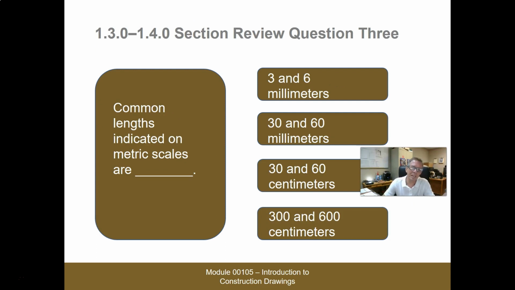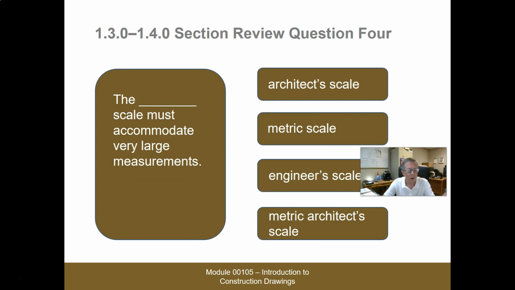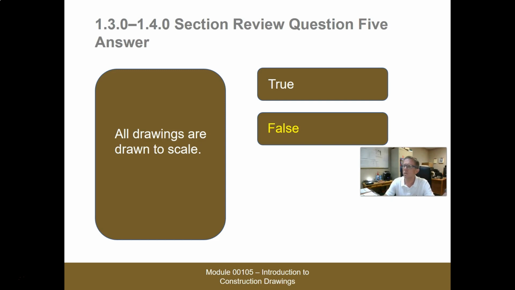All right, then it says common lengths indicated on metric scales are 3 and 6 millimeters, 30 and 60 millimeters, 30 and 60 centimeters, or 300 and 600 centimeters. I'm going to say 30 and 60 millimeters. All right, then it says that the blank scale must accommodate very large measurements. Is that an architect scale, a metric scale, an engineer scale, or a metric architect scale? I'm going to say engineer scale. All right, all drawings are drawn to scale. True or false? Well, that would be false because some drawings are NTS, or not to scale.